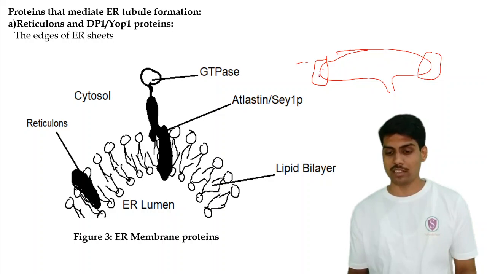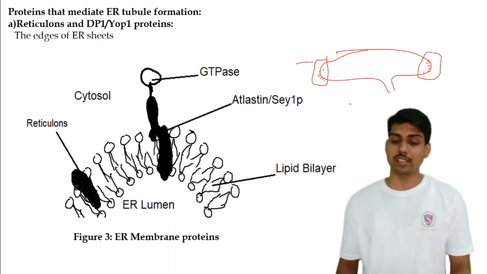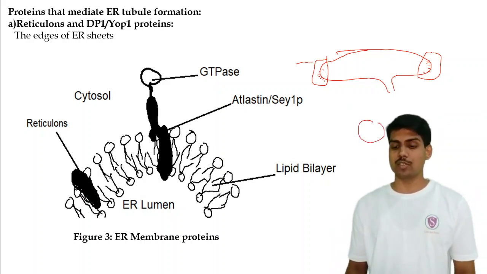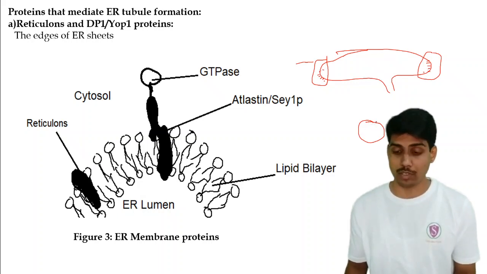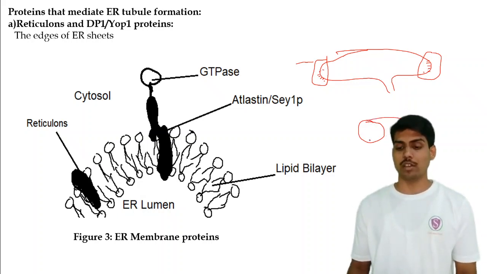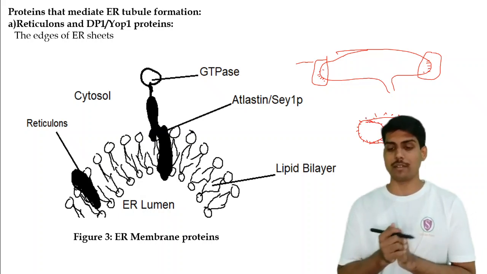So these reticulons will be present in larger numbers because they have a tendency to form a curved structure. Next, they will also be present in large numbers in the tubules of the endoplasmic reticulum, in the smooth endoplasmic reticulum, which is a kind of tubular network. So these reticulons will be present in large numbers along the membrane. That's why it forms a tubular structure.